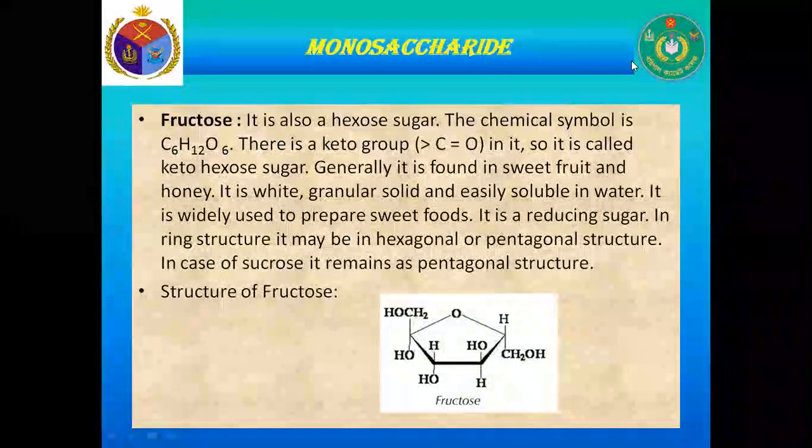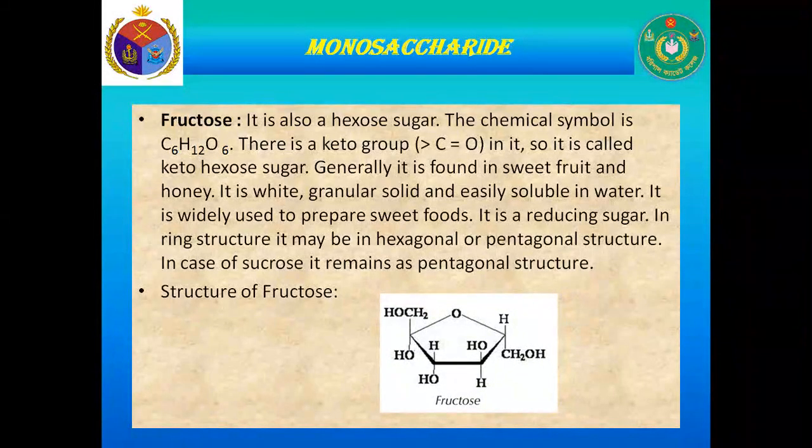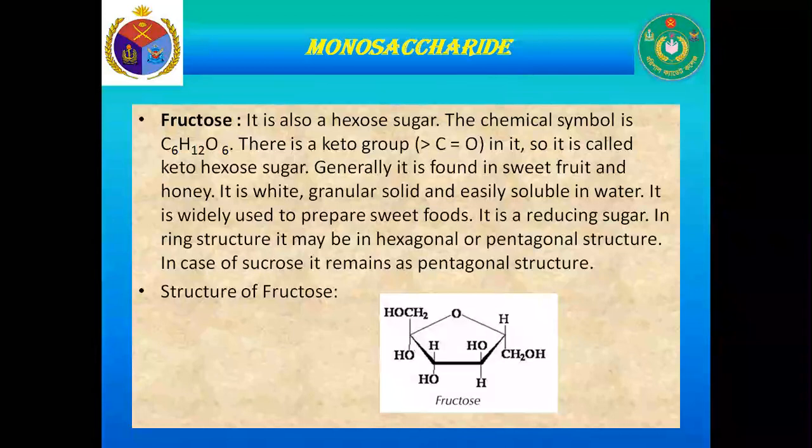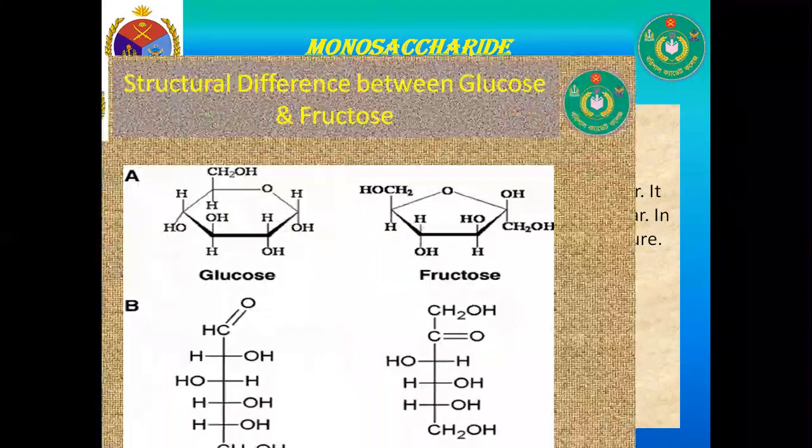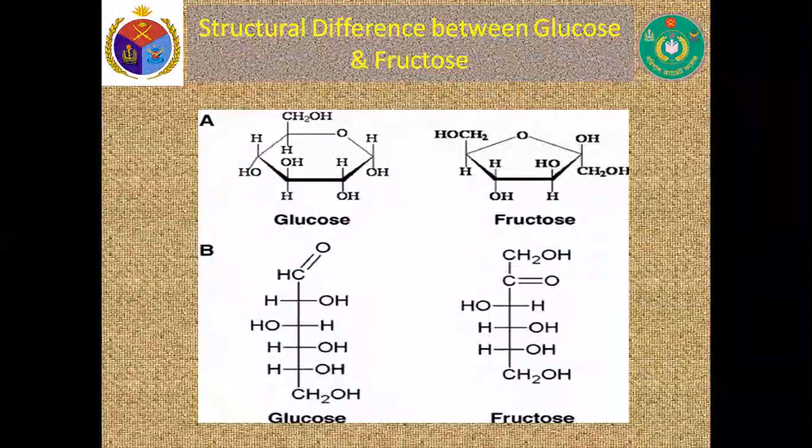Now, my dear colleagues, it's fructose. It is also a hexose sugar. The chemical formula is C6H12O6. There is a keto group in it, so it is called ketohexose sugar. Generally, it is found in sweet fruit and honey. It is white, granular solid, and easily soluble in water. It is widely used to prepare sweet food. It is a reducing sugar. In ring structure, it may be in hexagonal or polygonal structure. In the case of sucrose, it remains as a pentagonal structure. This is the structure of glucose and fructose.